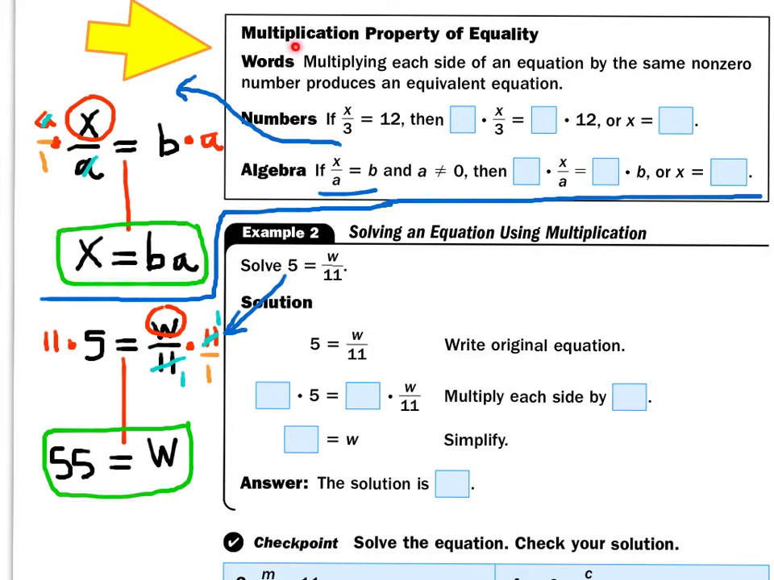Okay, let's talk about the multiplication property of equality. Now remember, that means we're going to be using multiplication to solve these equations. So take a look at this equation.